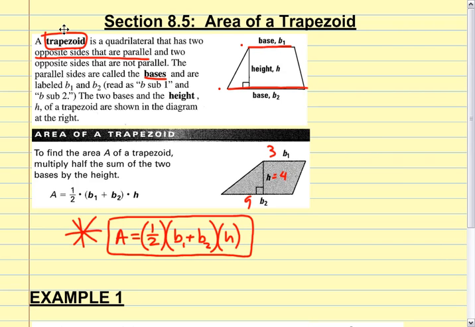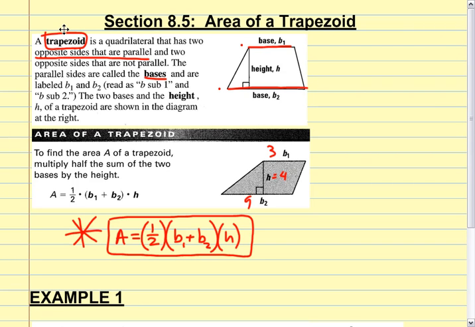Now, the formula for the area of a trapezoid is 1/2 times the sum of base 1 and base 2. We just add the two bases together. So it's 1/2 times base 1 plus base 2, times the height.